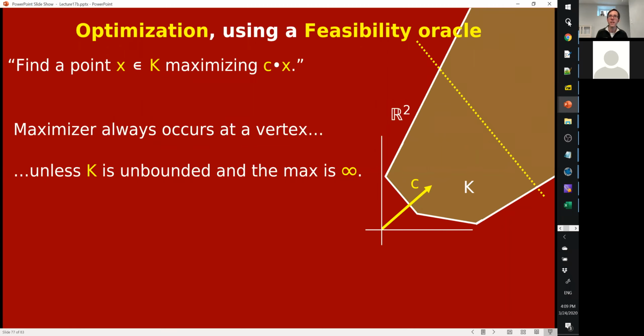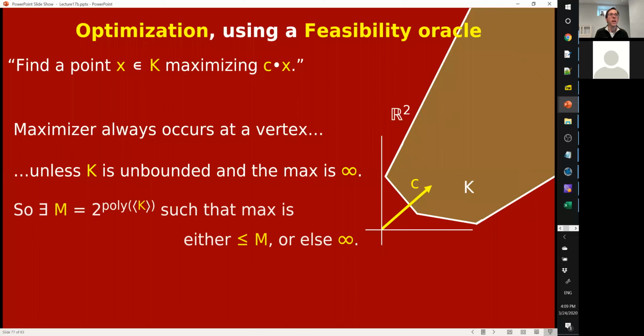Here's a picture of this in R2. Here's an unbounded K. That's a perfectly valid feasible set. And in this case, the maximum value of c dot x is infinity, since there are x's that make c dot x arbitrarily large. You want to be able to detect that if you're trying to maximize c dot x.